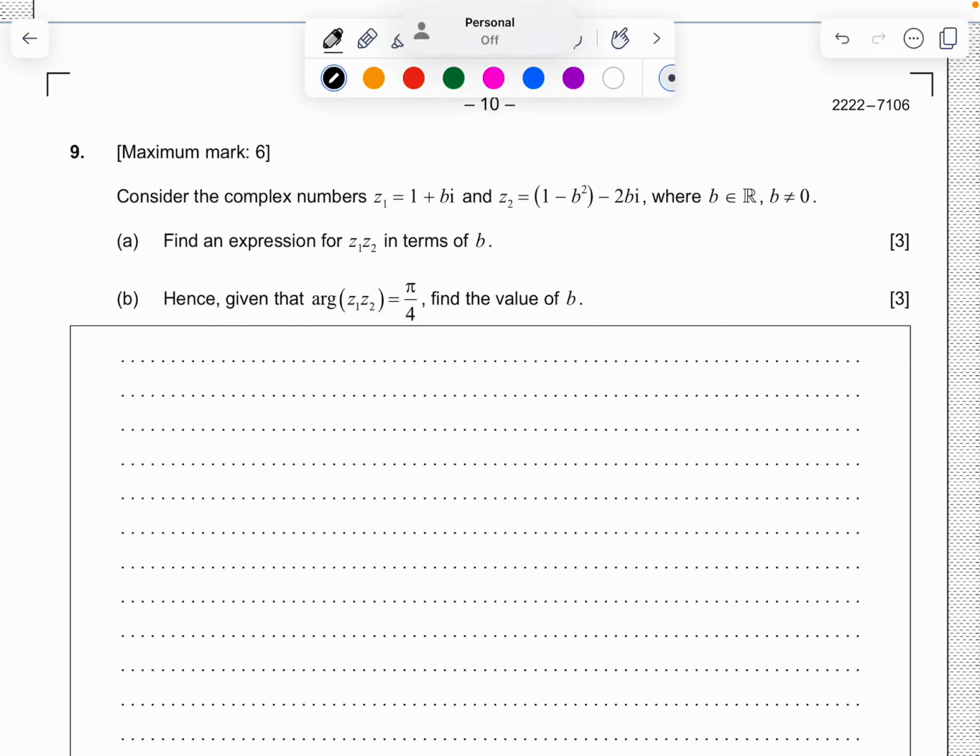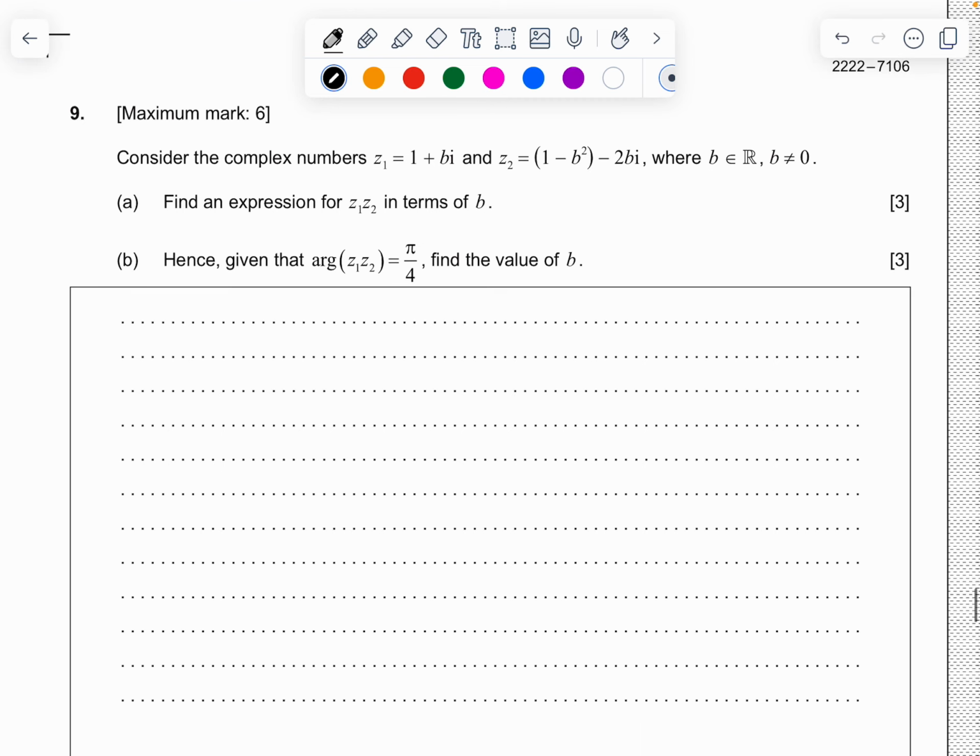So welcome, this is the IBDP AHL TZ1 Paper 1 from May June 2022. Questions 1 to 8 are being solved in 4 parts. This is the 5th part.